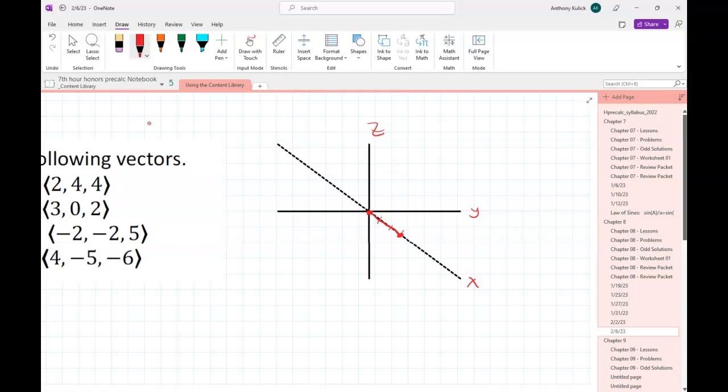Then we're just going to project up 2 units in the Z direction. So like 1, 2. Project up 1, 2. So like that's my new point. So if I draw my vector, then that's it. Yes, sir. Does the x-axis go like that or like that?